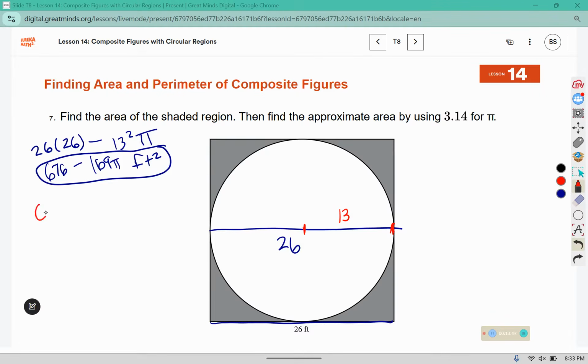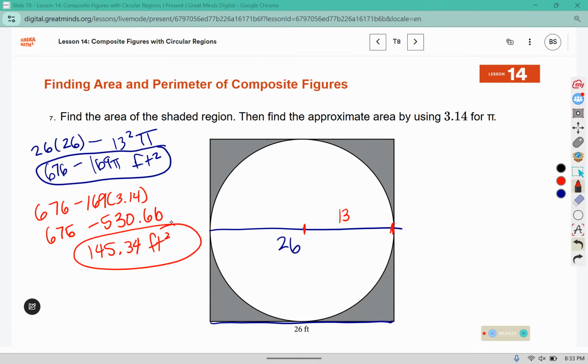And now for the approximation. Multiply 169 by 3.14, which is 530.66. Subtract it from 676, and that is 145.34 feet squared.